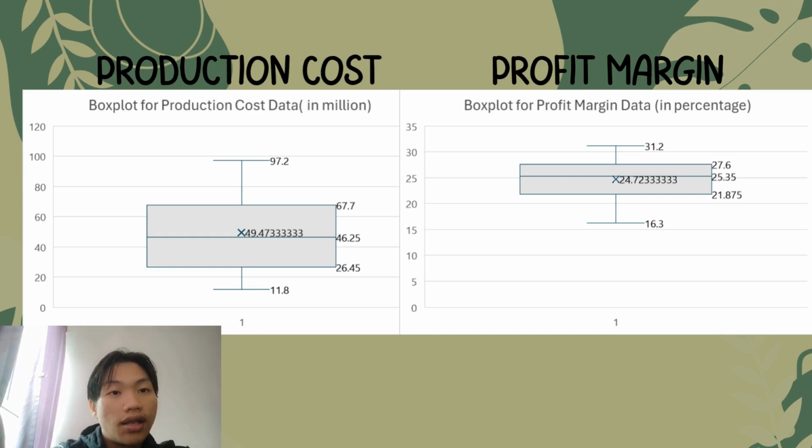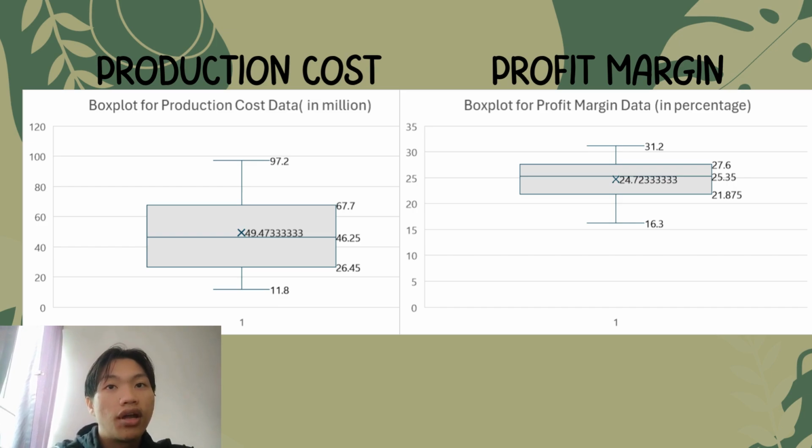The interquartile range, the IQR, for the production cost is 41.25 million, which means that the middle 50% of the production costs vary widely. This variability suggests a diverse operational scale, with some companies managing low costs and others incurring significantly higher expenses.